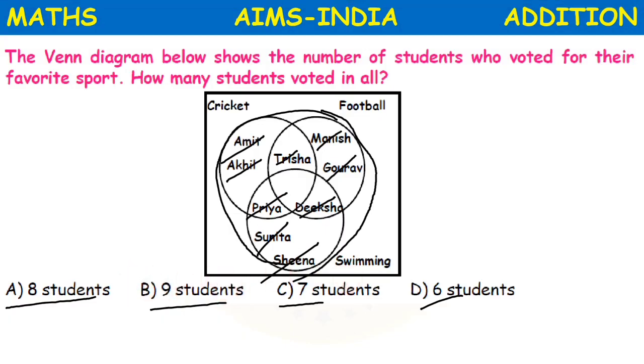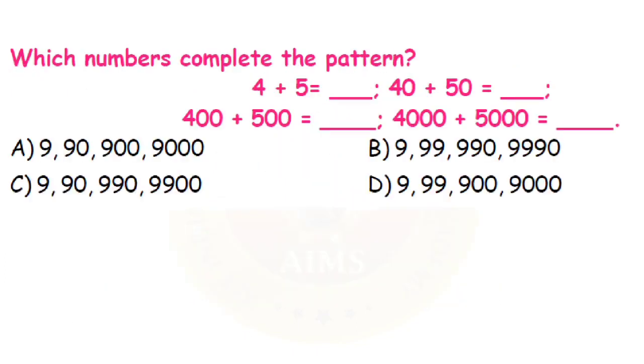9 students. So the correct answer is option B, 9 students. Very easy, right? We just counted the number of total students in this diagram here. We got the answer as option B, 9 students. Moving on to the next question.